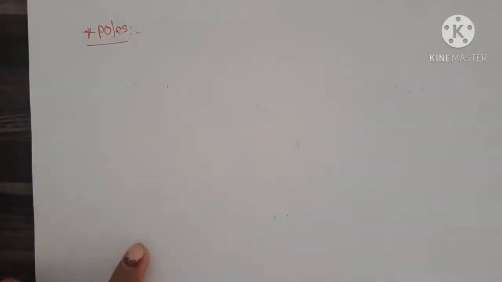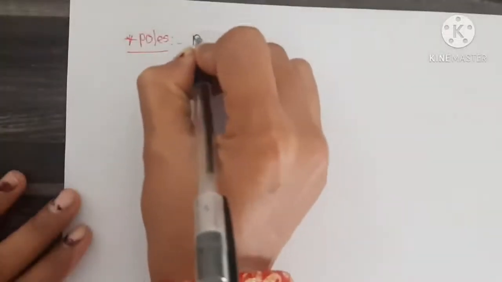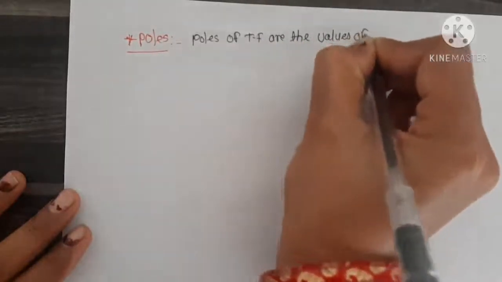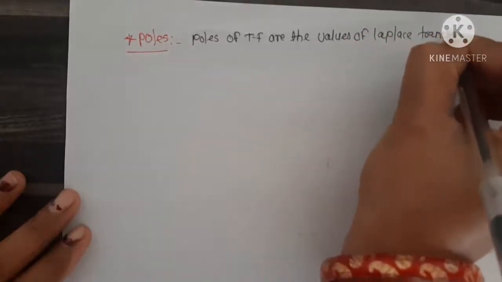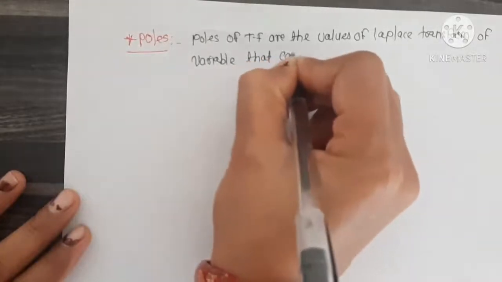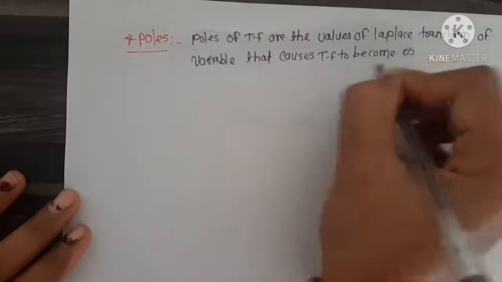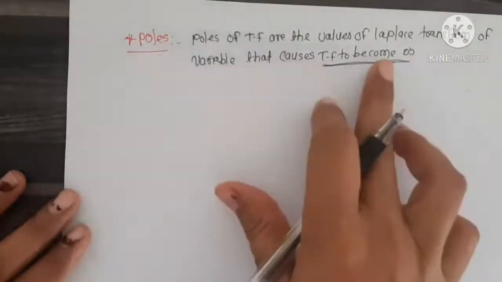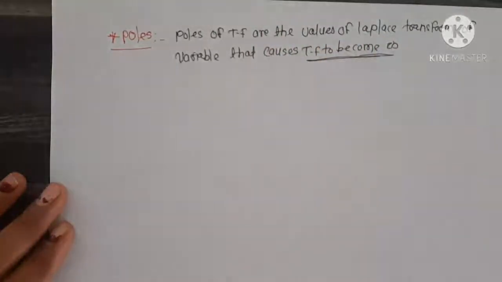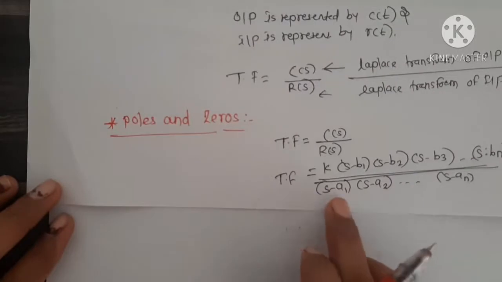So first write down the definition. Poles of the transfer function are the values of the Laplace transform variable that cause the transfer function to become infinite. This is very important: while finding poles, the transfer function becomes infinite. What is the meaning of this? They are the values of the Laplace transform variable, that is s, s1, s2, and those values of the variable we have to find.